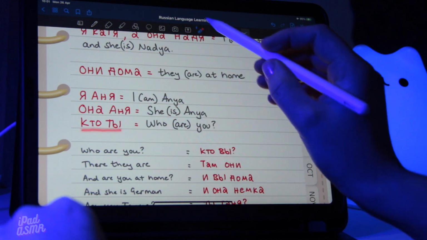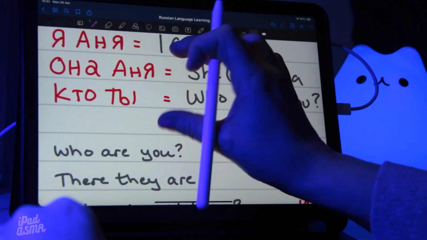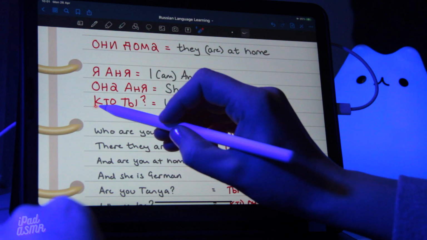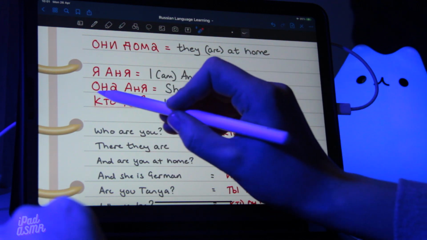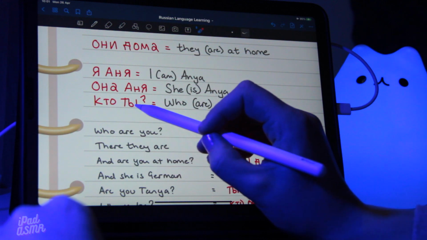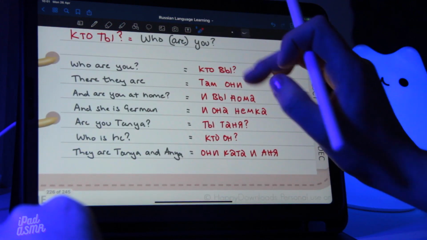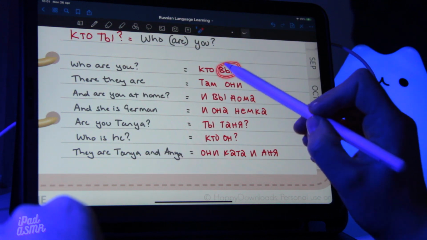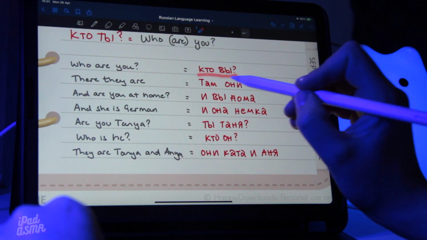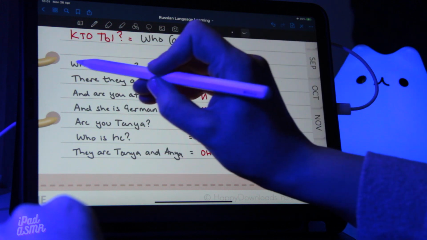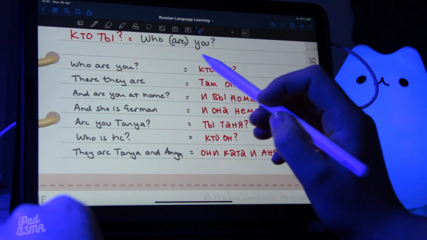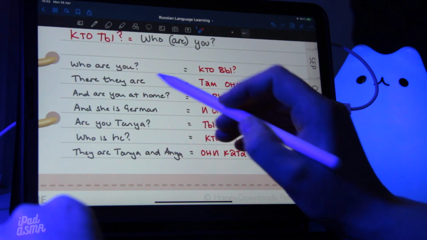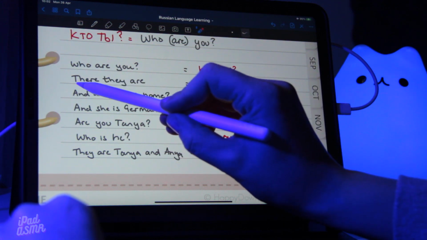Kto ty? And that needs a question mark. Who are you? Or who you? Kto vy? So this is the formal version of you. Who are you? Tam oni. They are there. Or there they are.